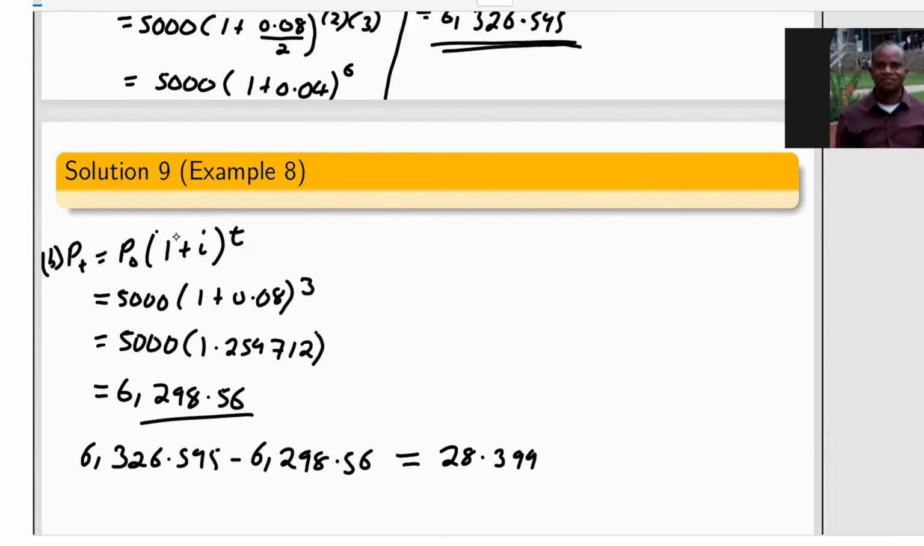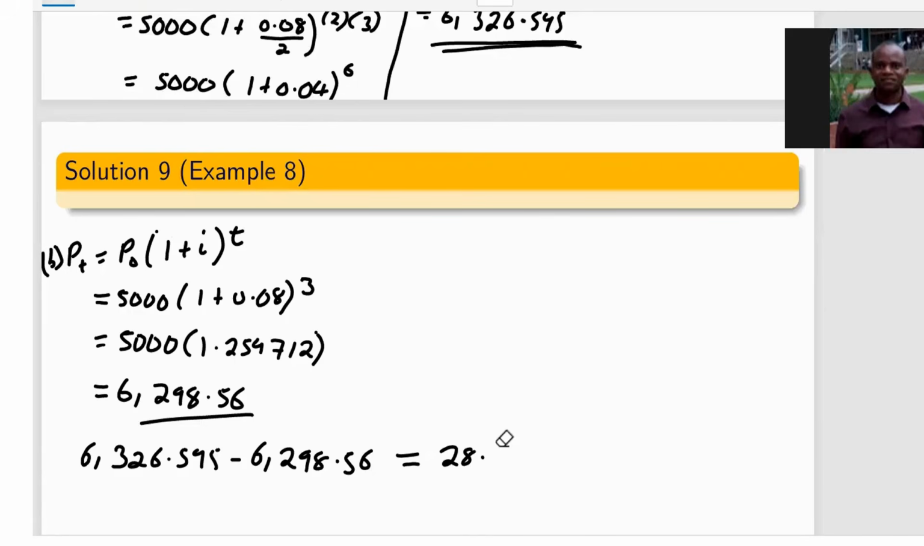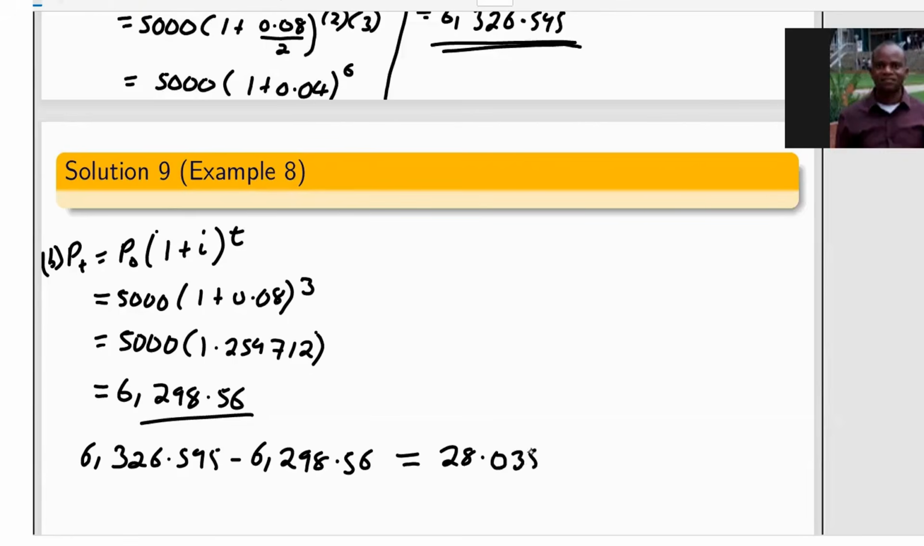But if you have, then there'll be a little bit of difference in the accuracy. Let me just compute the exact value. So 6,326.95595 minus 6,298.56. Okay, so the most accurate one, if you have rounded off, you're going to get 28.035. So what can we conclude?